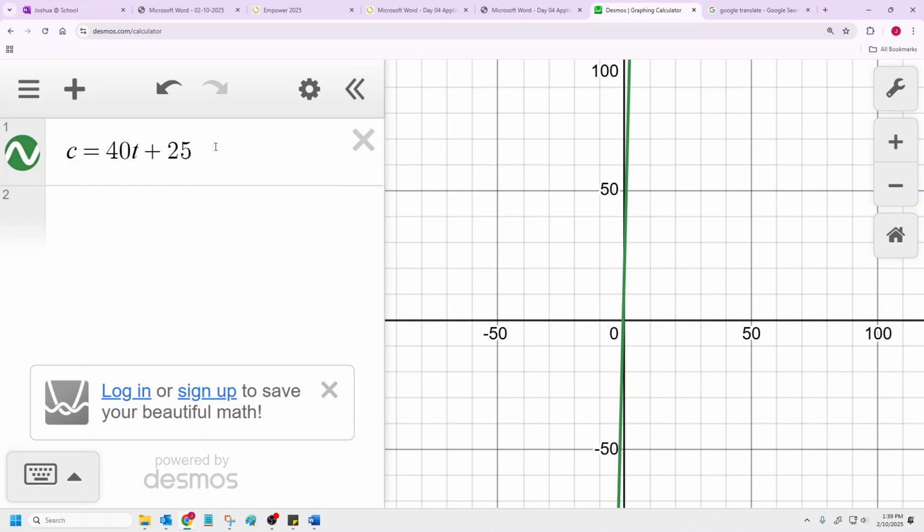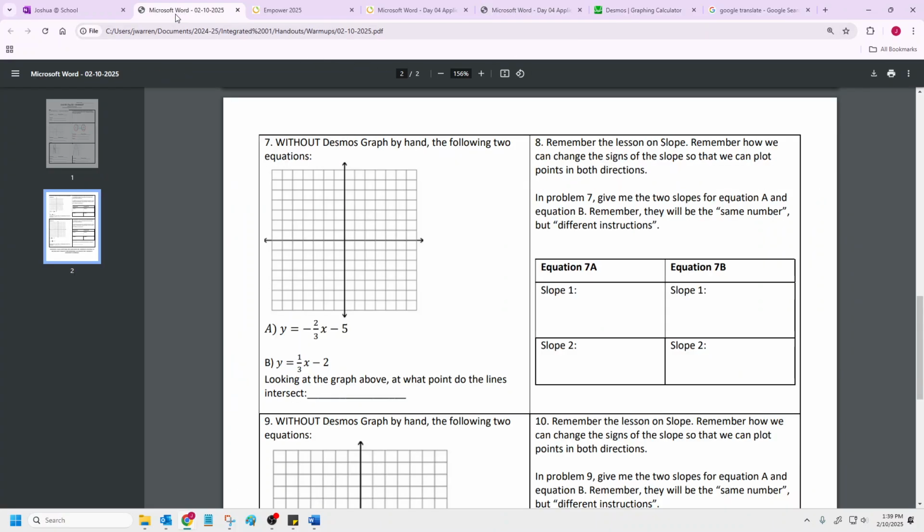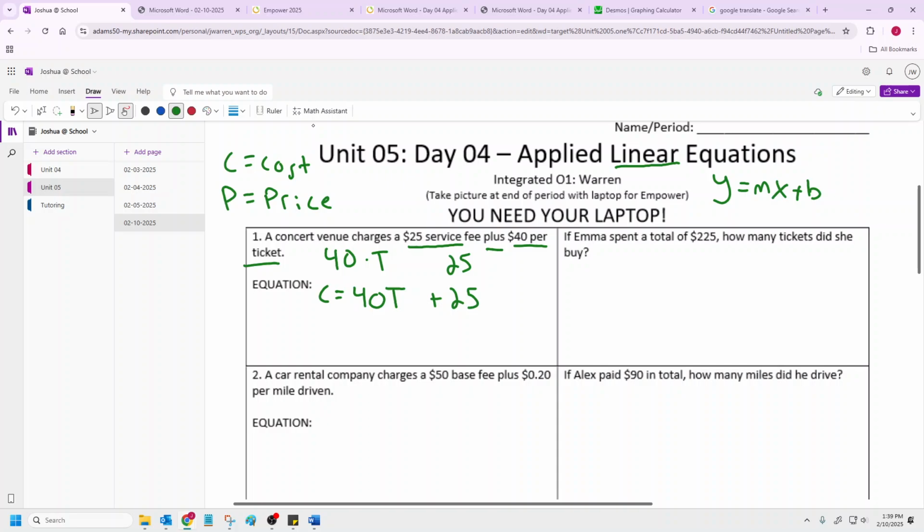It'll change what you need to do. But because I like to be consistent, I'm going to teach you how to write an equation for Desmos as well. So what do I mean by that? I want you to change out your C for a Y, and then y equals 40x plus 25. See that? Now I have created an equation.